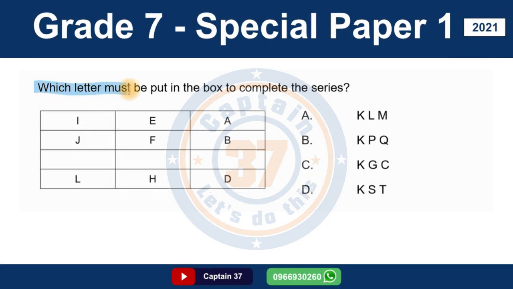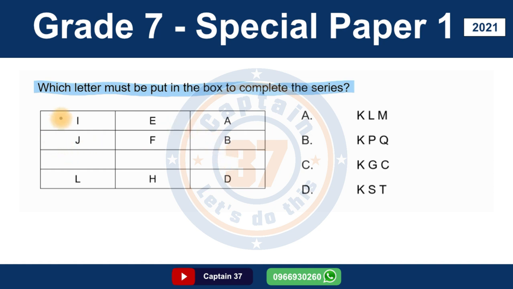Which letter must be put in the box to complete the series? We have a box, which is this one here, and in this box there are letters. There's I, J, L. There's E, F, H. There's A, B, dash, and D. We need to find the letter that's supposed to be put in here, here, and here.